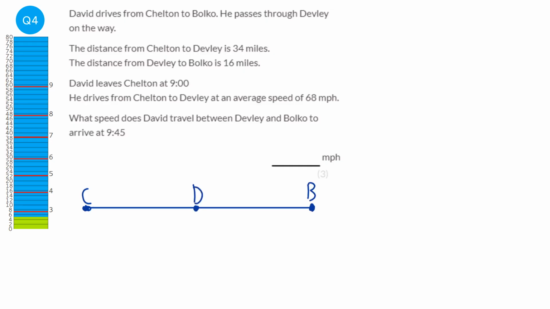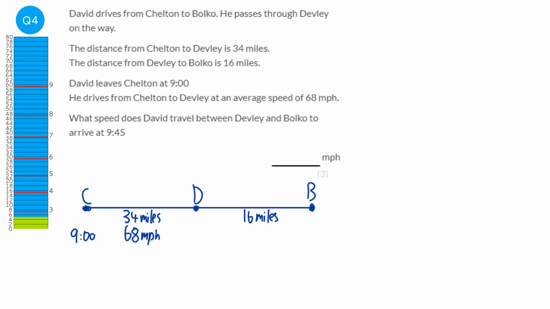Distance from Chelton to Devley is 34 miles. Distance from Devley to Bolko is 16 miles. So I'm just reading through the question, adding it to my diagram. David leaves Chelton at 9 o'clock. He drives from Chelton to Devley at an average speed of 68 miles per hour.